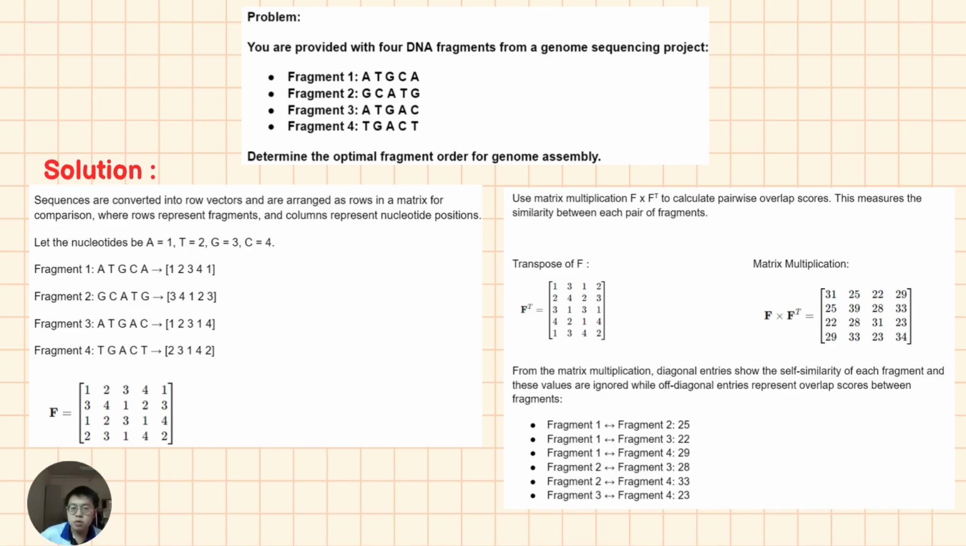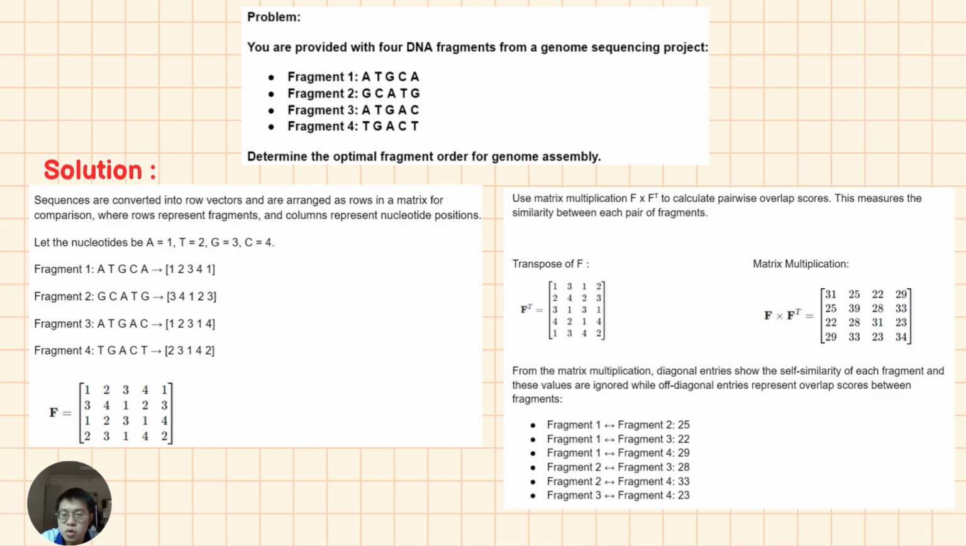Now we are given a problem with four fragments and are asked to determine the optimal fragment order for genome assembly. So the solution is, first of all, sequences are converted into row vectors and arranged as rows in a matrix for comparison, where rows represent fragments and columns represent nucleotide positions, as in the diagram shown below.